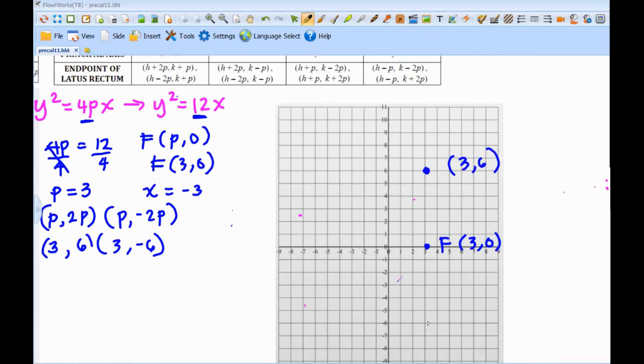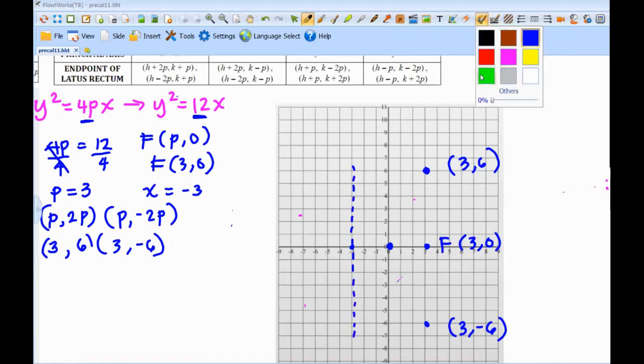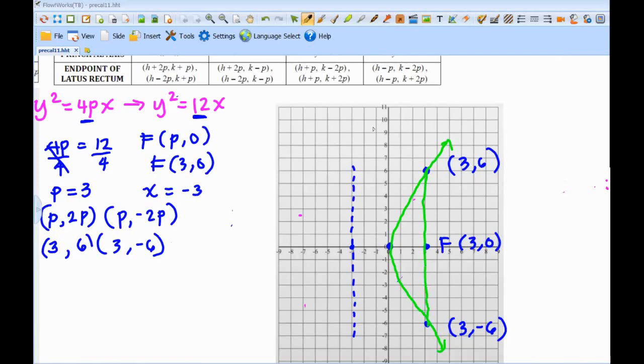And the other one is 3, -6. So this is 3, -6. And then this is our vertex. And our directrix is at -3, so it's over here. So this is our parabola. So let us connect the points. All right. And our lattice rectum is over here. This is y squared equals 12x.